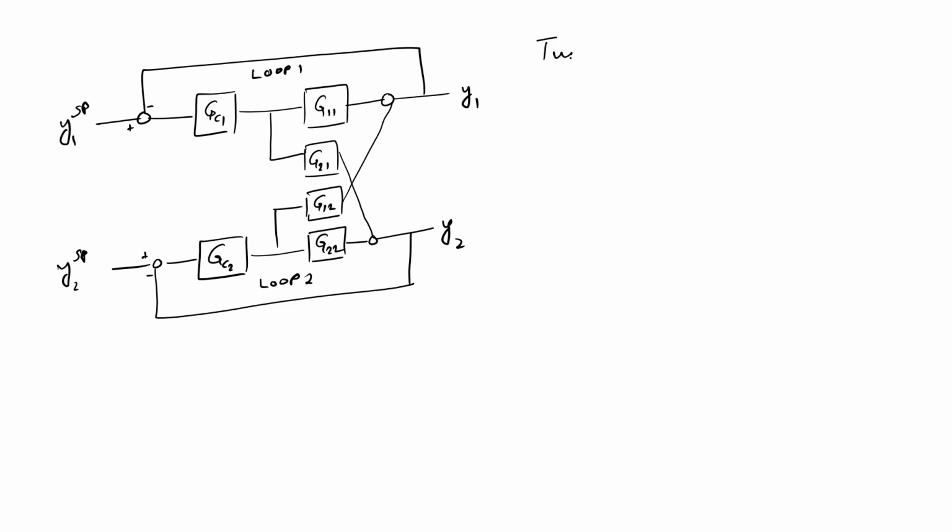So tune the more important loop, more important or faster loop, whichever, to its SISO settings. Other loop is off. Other loop on manual.